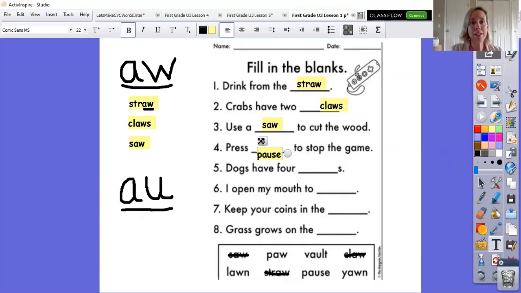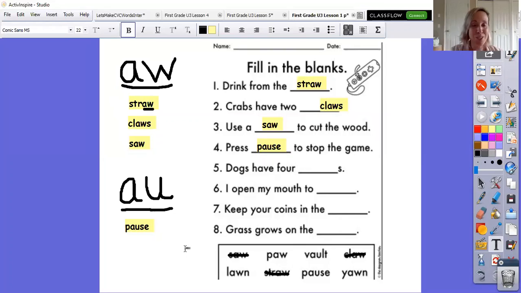P-A-U-S-E. Oh, no, I didn't use the A-W. I used the A-U. So where's that going to go? In the A-W or the A-U? You're right, under the A-U. So P-A-U-S-E, pause. Okay.